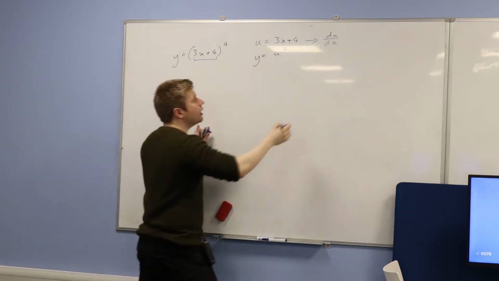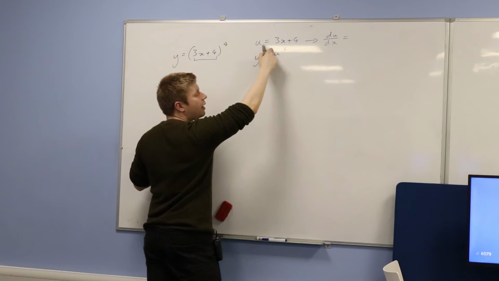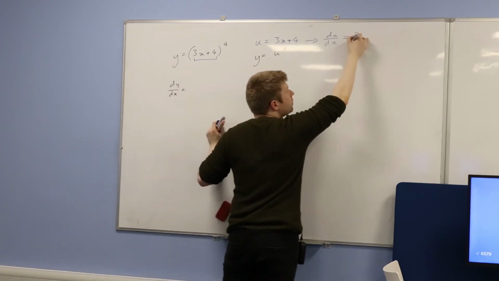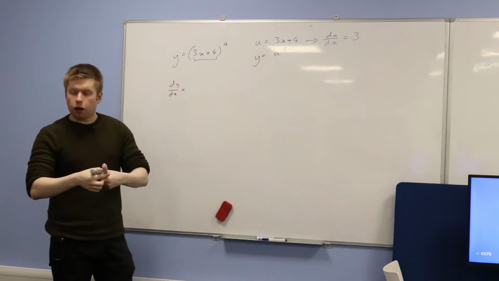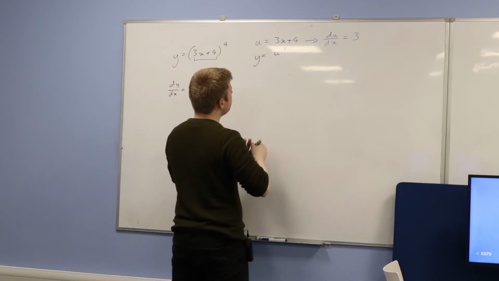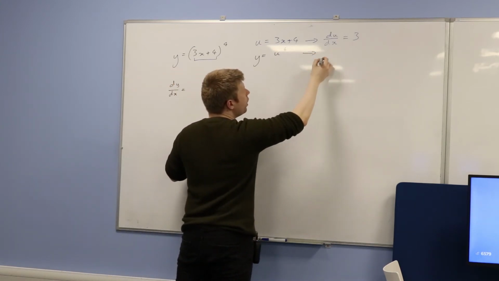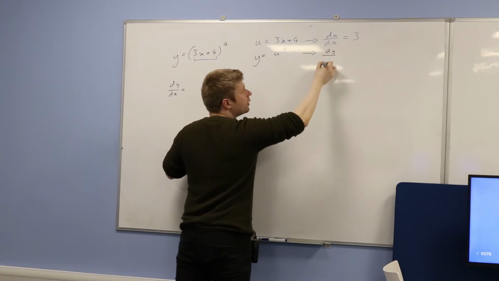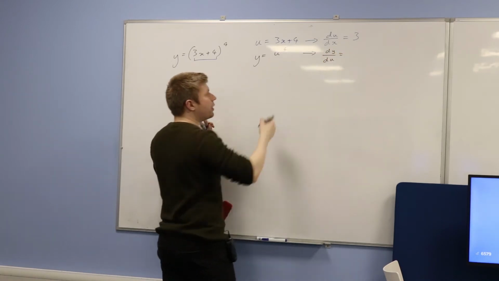Now what would du by dx be? What would that thing differentiated be? It would just be 3. And likewise for the bottom function, y equals u to the power 4, it would be dy by du. And if I differentiate that, what do I get?